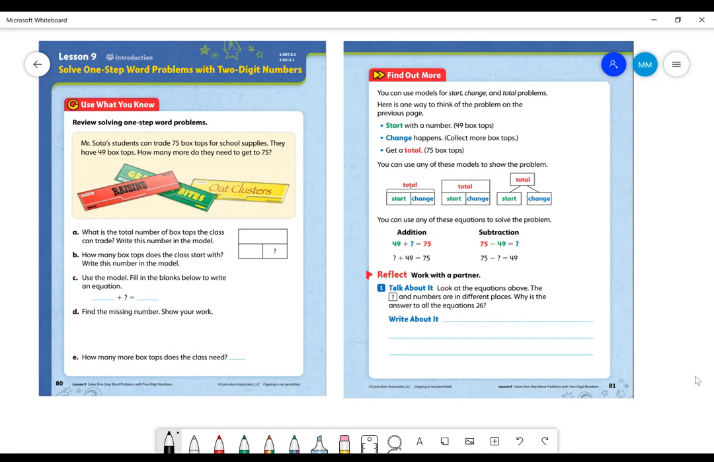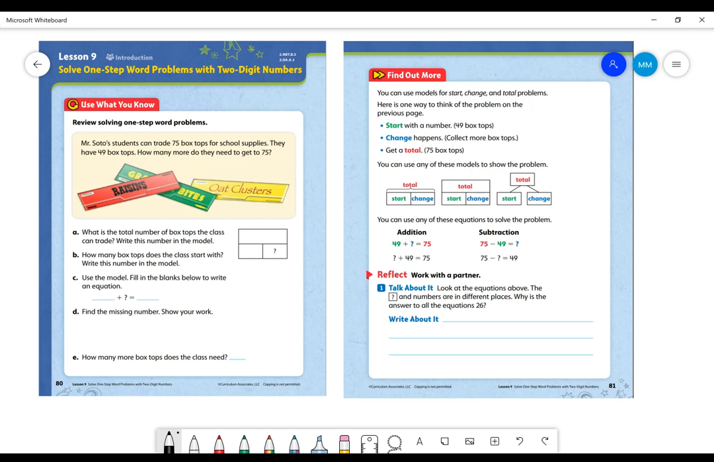So we are solving one-step word problems with two-digit numbers. So you know what that means. When we have word problems, we are going to read the word problem more than once so we know exactly what it is asking us to do. So let's go ahead and get started.